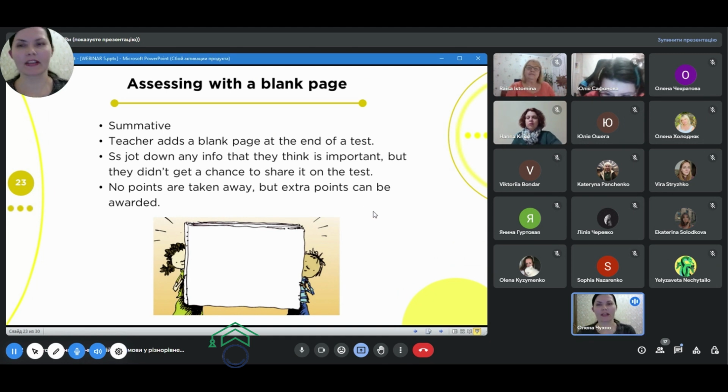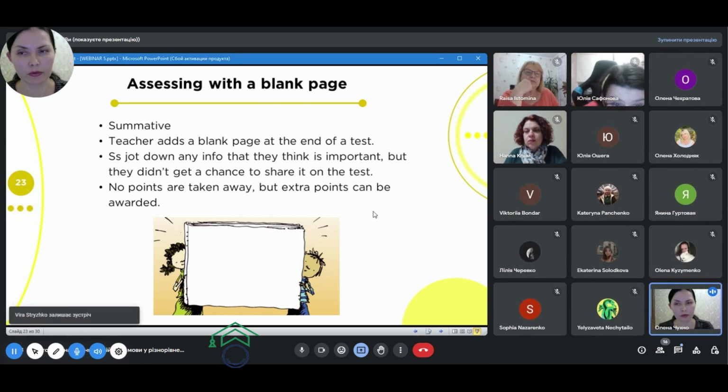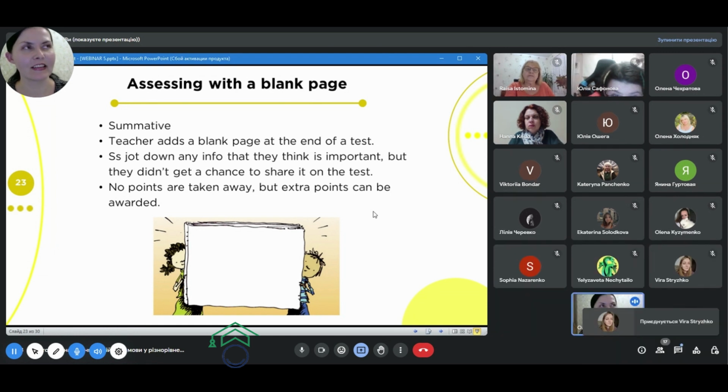Some techniques for summative assessment. The first one is called assessment with a blank page. How can you use that? You conduct a summative test, but you add a blank page at the end of the test. Students write down any information they think is important, but they didn't get the chance to share on the test. So this technique is, I would say, for more advanced students.